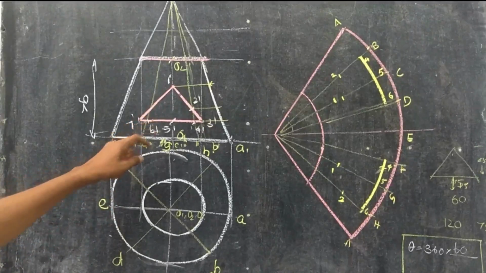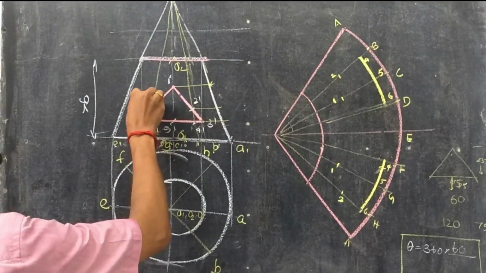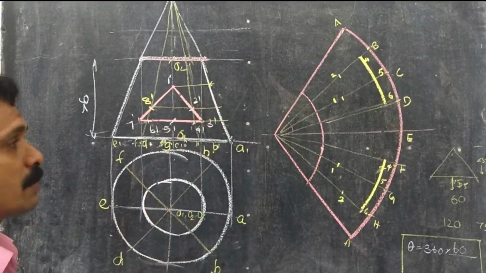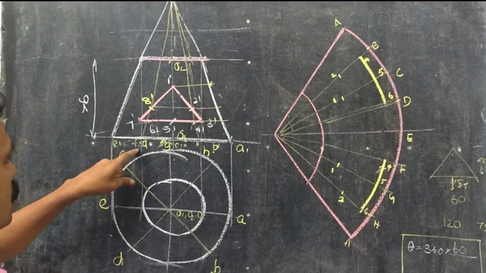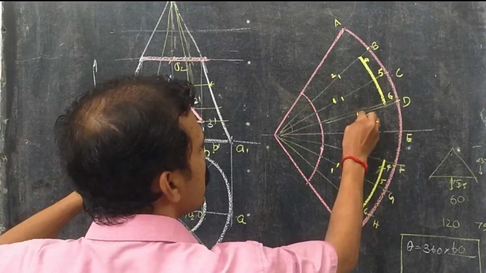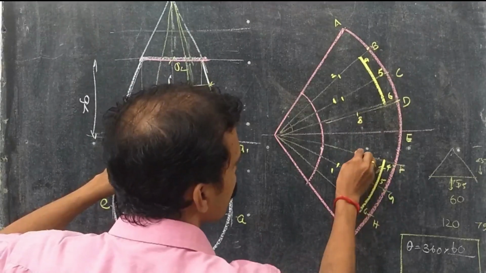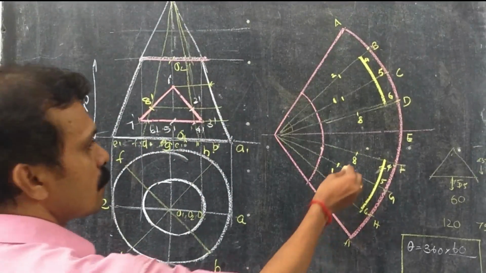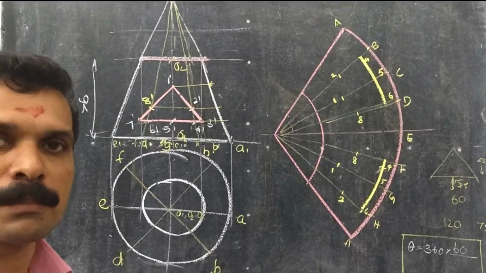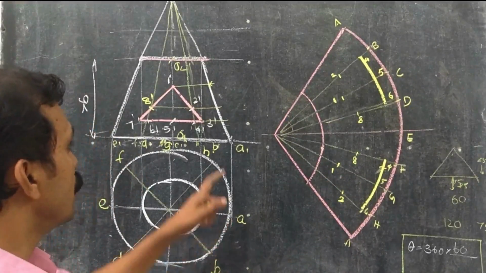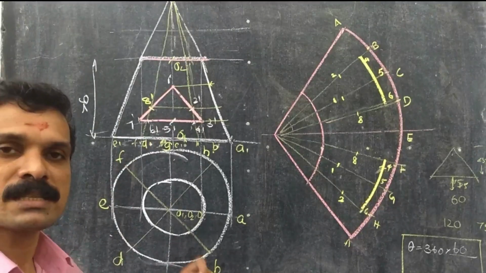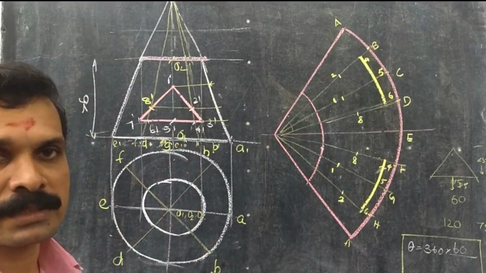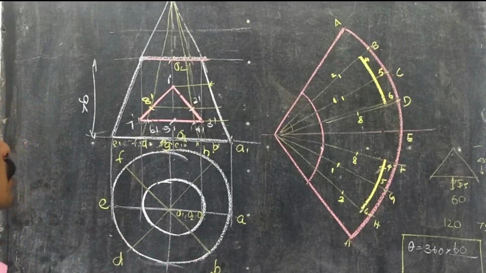Now you can mark 8. 8 and 2 will be on the same straight line. So 8 will be on F and D. So this will be 8 and this will be also 8. So this much portion has been completed. Now what we have to do? We have to locate 3 and 7. Since 3 and 7 are not lying on the generator, we have to draw 2 new generators.